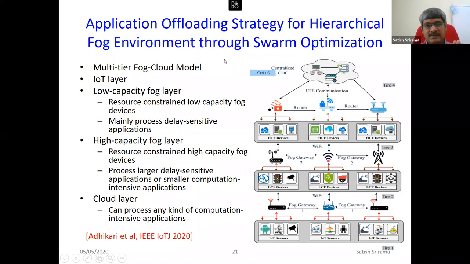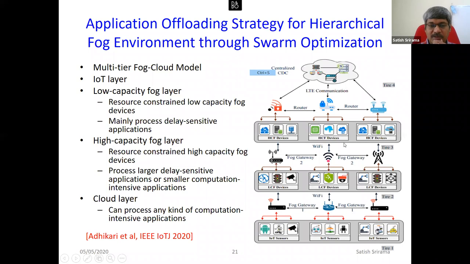So the basic idea is that we are trying to offload tasks, and here we have assumed different layers of fog. These are, for example, originally at the sensor level, and then these are our gateways where the decision process is happening. And here are these low capacity fog servers, with resource constrained devices, where you can do certain processing. Mainly you process very delay sensitive applications.